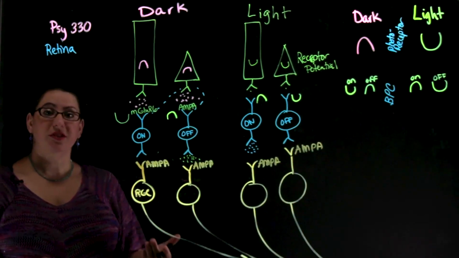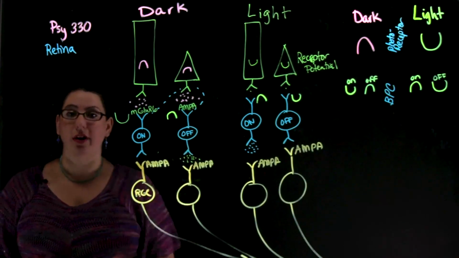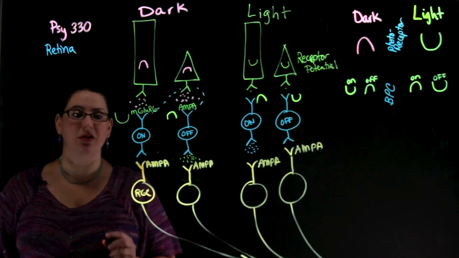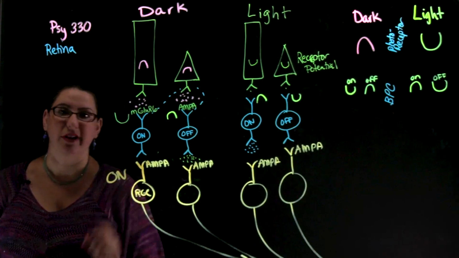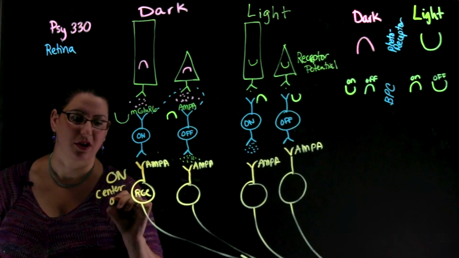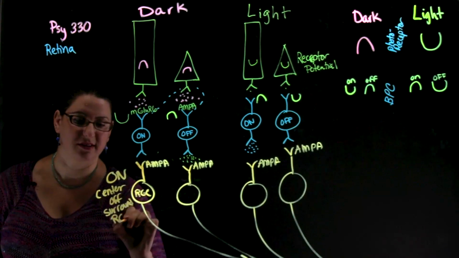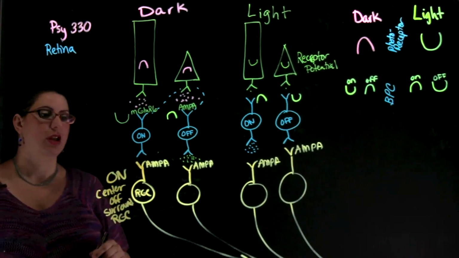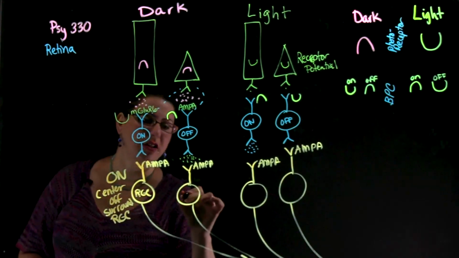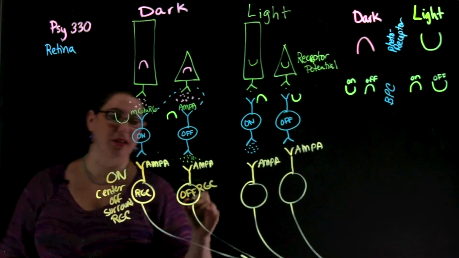The retinal ganglion cell's response to light depends on if it's receiving input from an on bipolar cell or an off bipolar cell. Retinal ganglion cells that receive their information from an on bipolar cell are called on retinal ganglion cells, sometimes also called on center, off surround retinal ganglion cells, which we'll talk more about in class. Retinal ganglion cells that get their input from an off bipolar cell are called off retinal ganglion cells, or sometimes off center on surround.